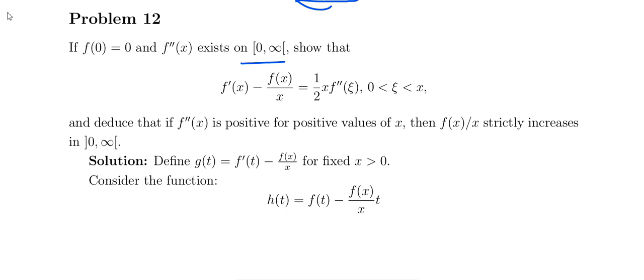அப்படின்னா f dash of x minus f of x by x ன்றது 1 by 2 x into f double dash of x, and f double dash of x is positive for positive values of x, f of x by x ன்றது strictly increasing. So like that, ரொம்ப காம்ப்ளிகேட்டடாக ரொம்ப கஷ்டமாக கொஸ்டின் கேட்கணும், இது மாதிரி ப்ராப்ளம் கேட்பாங்க. சிம்பிளாக கேட்கணும், ஒரு ஃபங்க்ஷனை கொடுத்துட்டு சி வேல்யூ கேட்கலாம்.